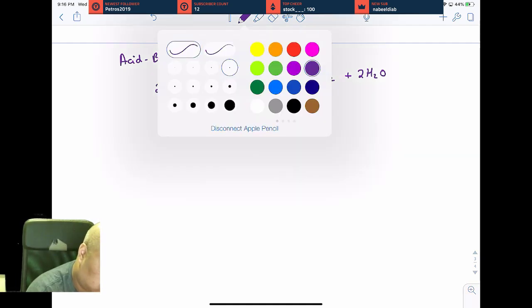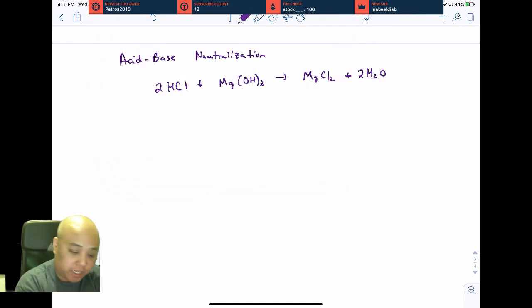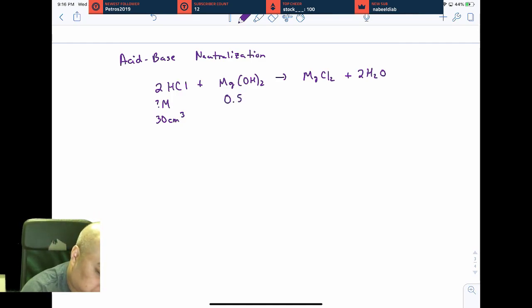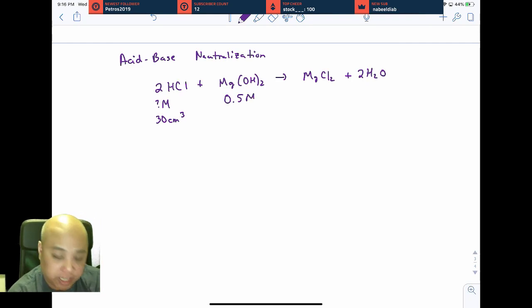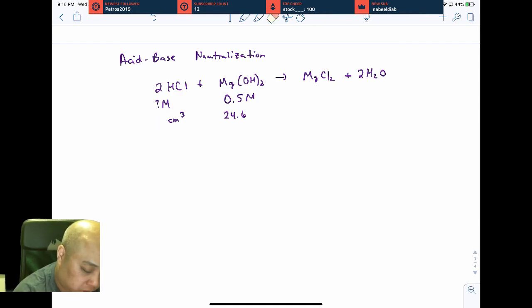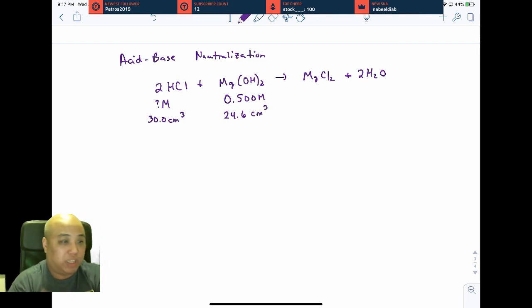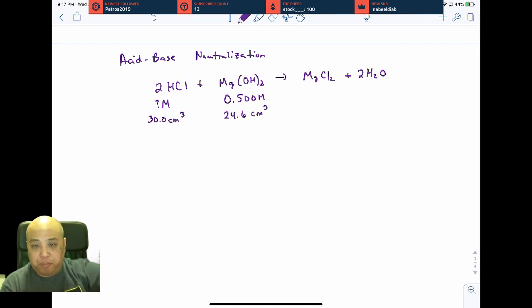And so, let's say I'm doing a titration and I don't know the molarity of my HCl, but I know that I used 30 centimeters cubed of HCl. And I know that the molarity of my magnesium hydroxide was 0.5 molar. I probably should write a little more significant figures here. So 30.0, and we'll say 0.500 molar. And then we used 24.6 centimeters cubed of base. Okay?